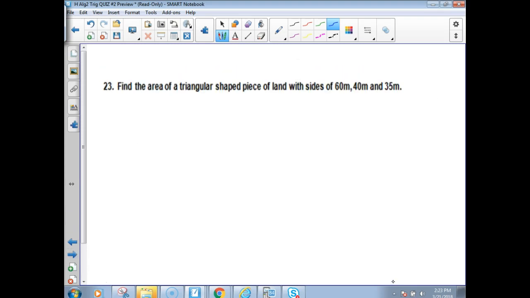Okay, find the area of a triangular shaped piece of land with sides of 60, 40, and 35. Well, it's not equilateral. It's not a right triangle. It's just a triangle. That almost is a right triangle I made, but doesn't matter. When you do law of cosines to find an angle, you're going to want to find the biggest one, which will be opposite the biggest side. So I'll just call it A.